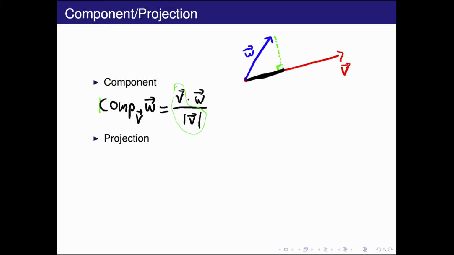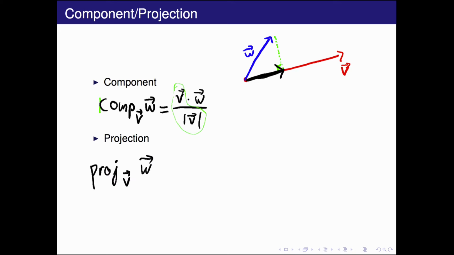And you wouldn't divide by the magnitude of w because then it would say that the length of w is inconsequential, which is not. If you double the length of w, you get a longer shadow. The projection is simply turning this line segment into a vector. And we have a formula for that as well.